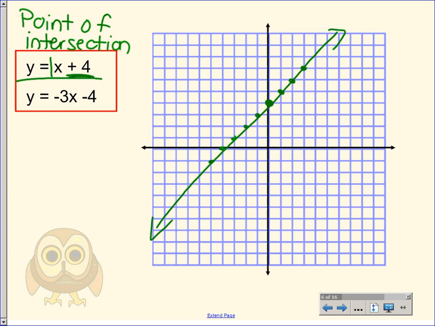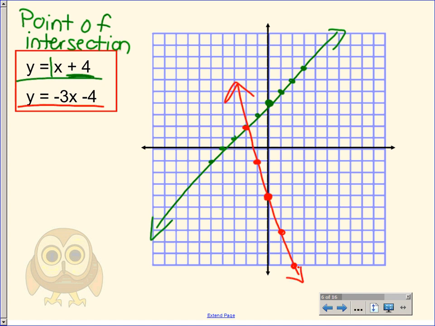Okay. Next, I'm going to graph this equation, y equals negative 3x minus 4. So I'm going to start with my y-intercept. That's negative 4. 1, 2, 3, 4. So my y-intercept is right there. And my slope is negative 3. So that means I'm going to come down 3 and over 1, down 3 and over 1. Going that way, I'm not really going to intersect with that green line, so I need to come up 3 and over 1 to the left, up 3 and over 1 to the left. So at this point, I have intersected with that green line.